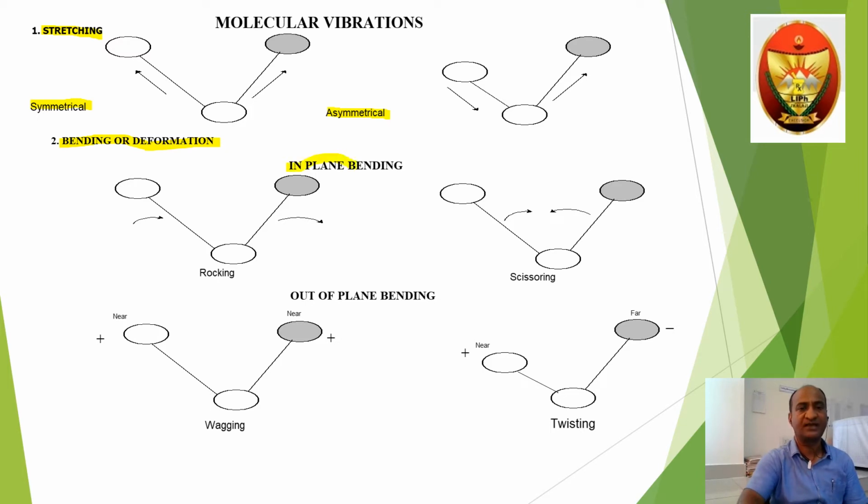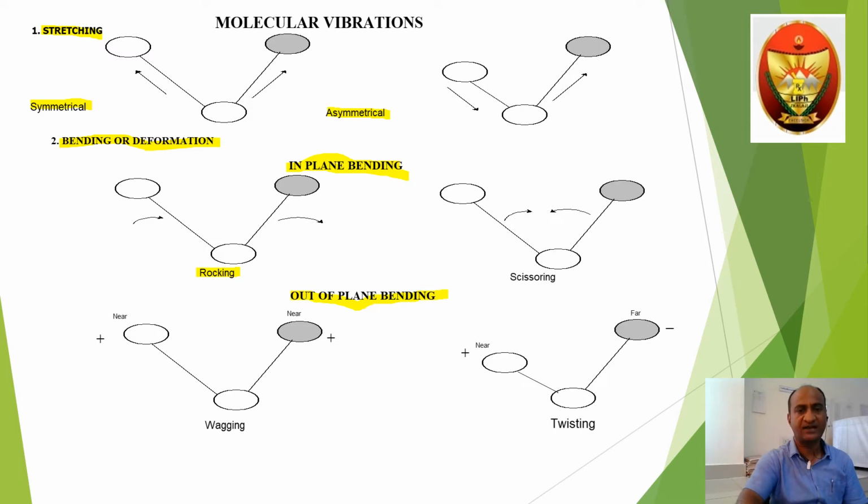One is in plane bending and another one is out of plane bending. In plane bending has a plane of symmetry. The first category of in plane bending is rocking, where the bond angle will just rotate or swing, however it is constant, while in scissoring the bond angle decreases.